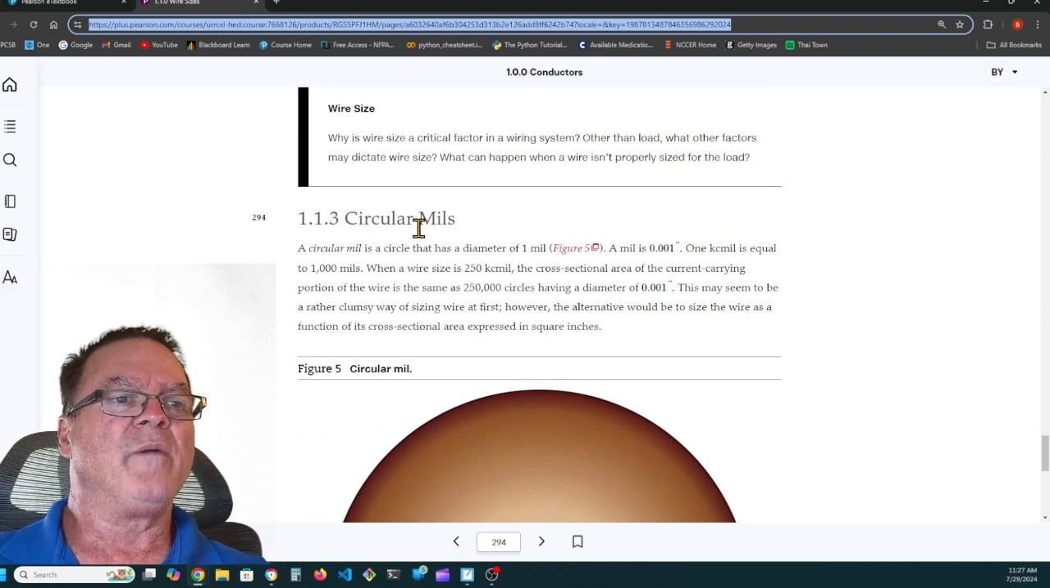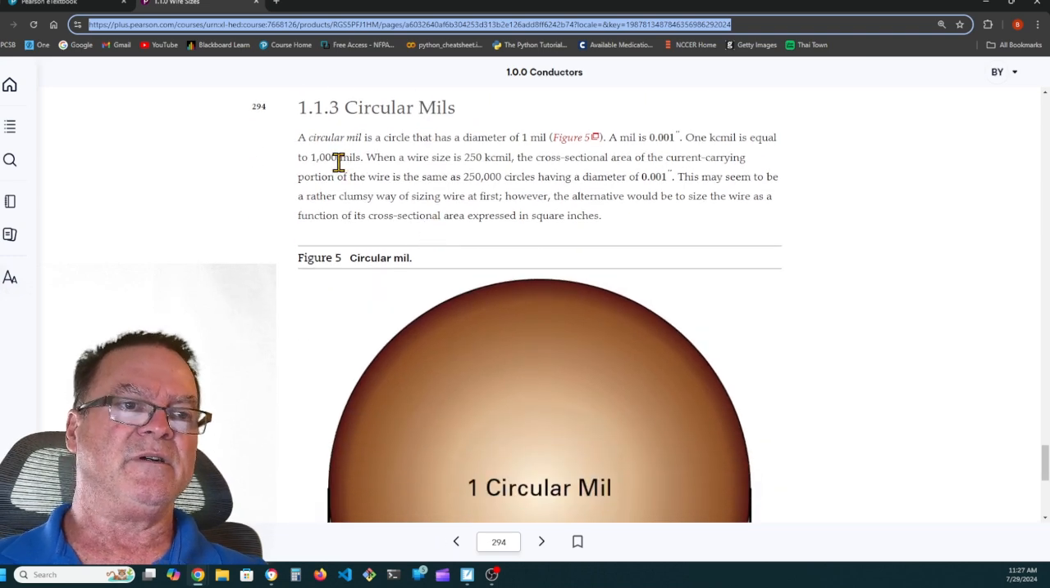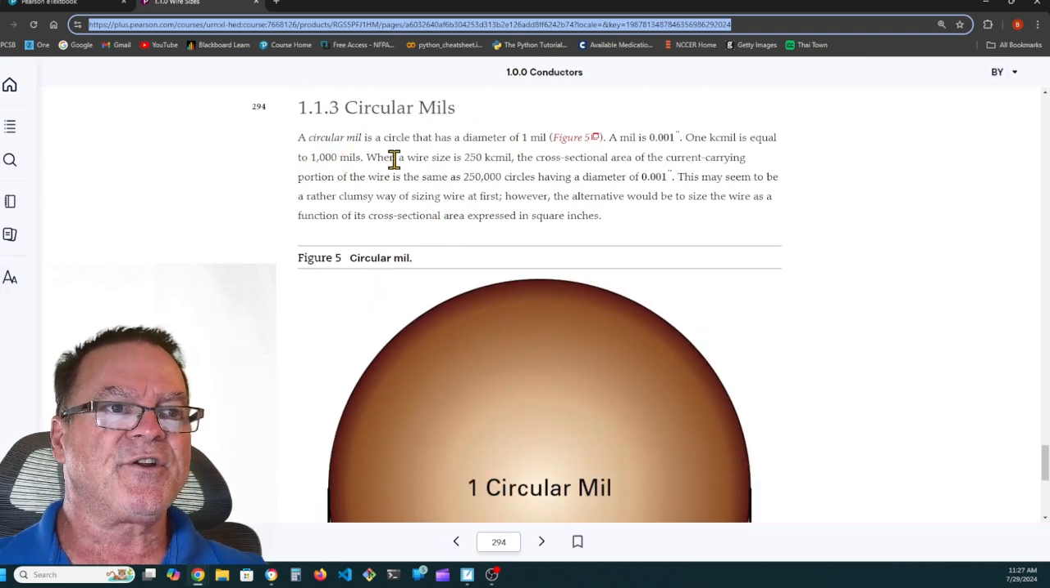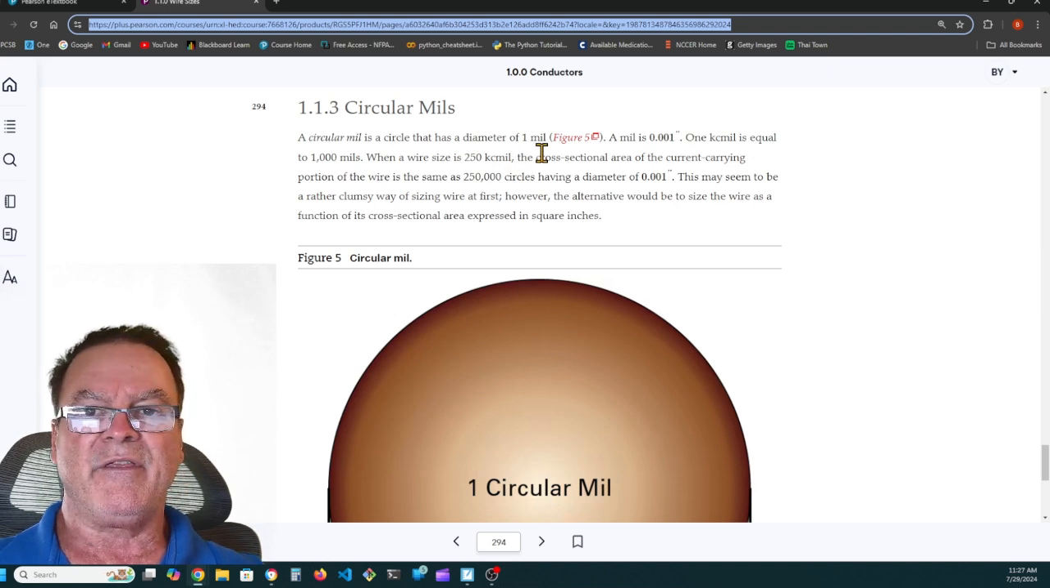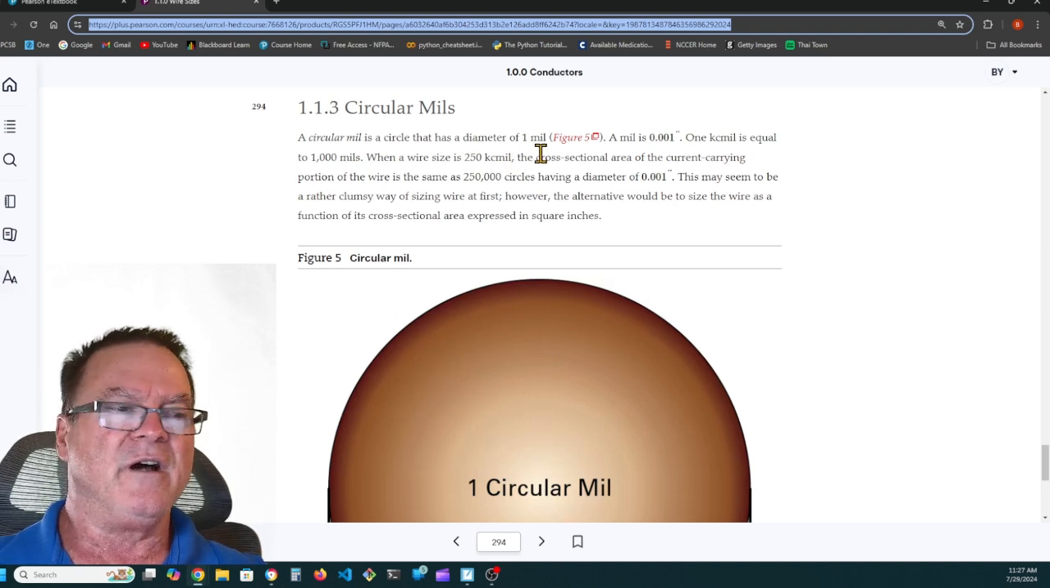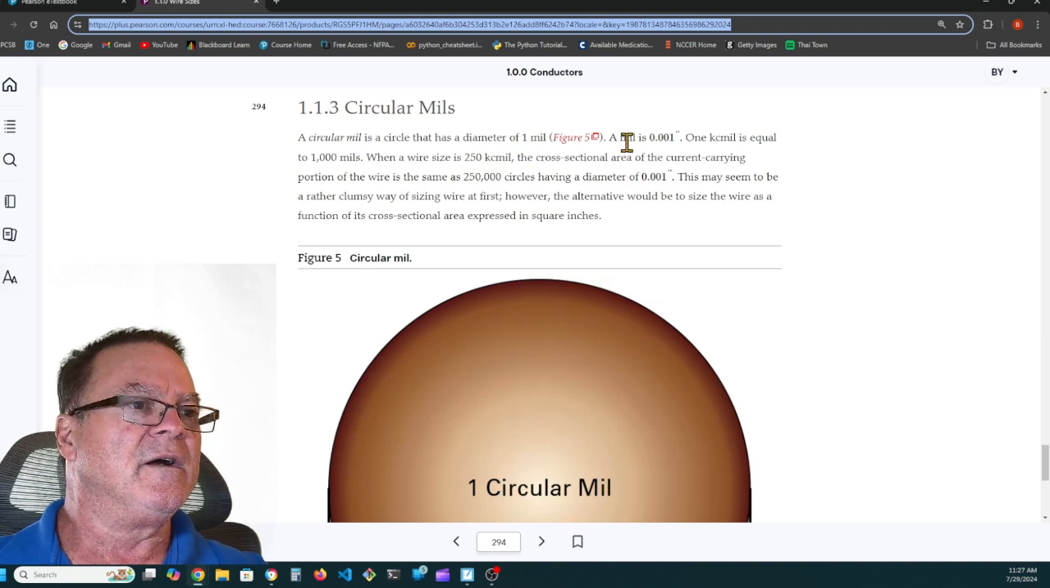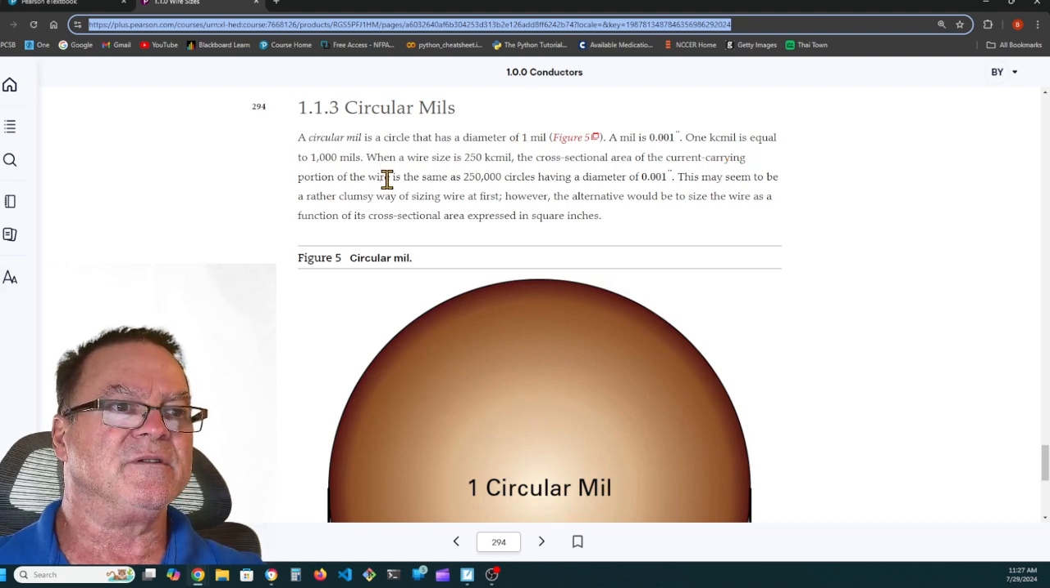Here, 1.1.3, circular mil. A circular mil is a circle that has a diameter of 1 mil. That's 1,000,000th of an inch. A mil is 1/1000th of an inch. 1,000 circular mil is equal to 1,000 mils.